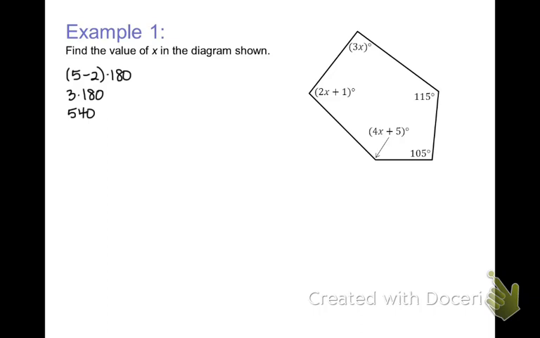So now I can just go around the figure and create a string of adding these up equal to 540. So my equation will look like 3x, and if I start moving clockwise, I'll get plus 115, plus 105, plus 4x plus 5, plus 2x plus 1, and then that should equal, so I've added up all of the angles, 540 degrees.